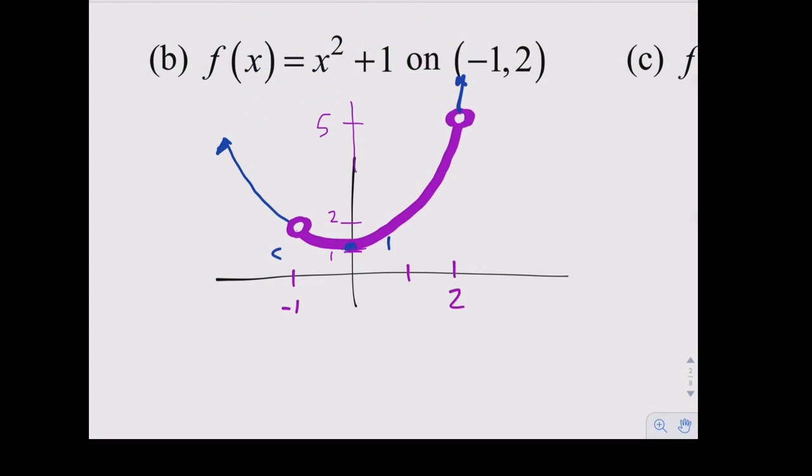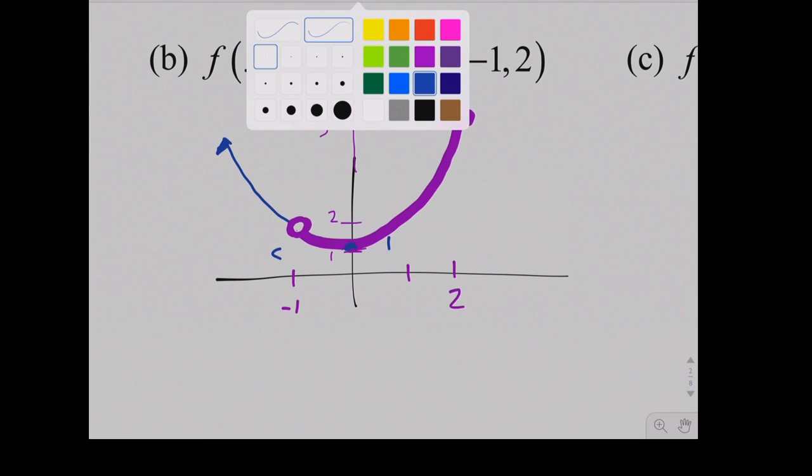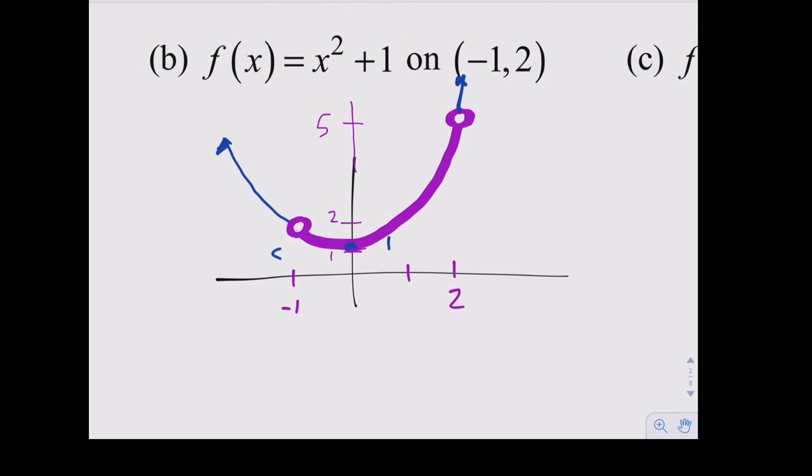Okay, let's go ahead and do the same analysis. We're looking for max or mins, absolute max or mins. Do we have any? Do we still have a max? No, there's no max now. Why?